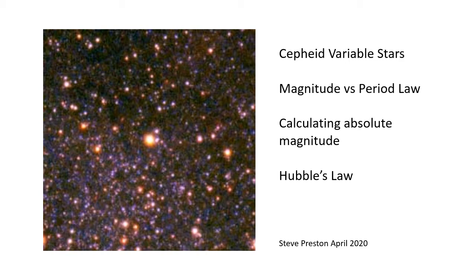We can then use that with a formula for calculating the absolute magnitude to get some insight into the work of Edwin Hubble and Hubble's law. And so we'll lead up to Hubble's law in this video, but we won't look at all of the consequences of Hubble's law. So let's start with a star in the center of this image, which is Delta Cepheid.